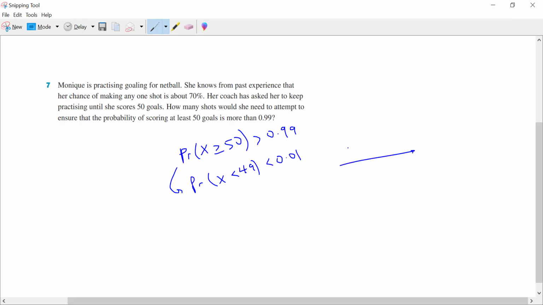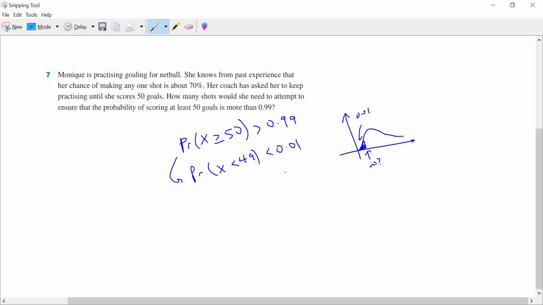So the CAS calculator, if this is your binomial distribution, needs to work backwards to find the 0.99. So it needs to look at the probability of 0.01, and this is the n that you're trying to figure out, because this n is the same as the probability of X ≥ 50 being more than 0.99 or 99%. So okay, let's get started.